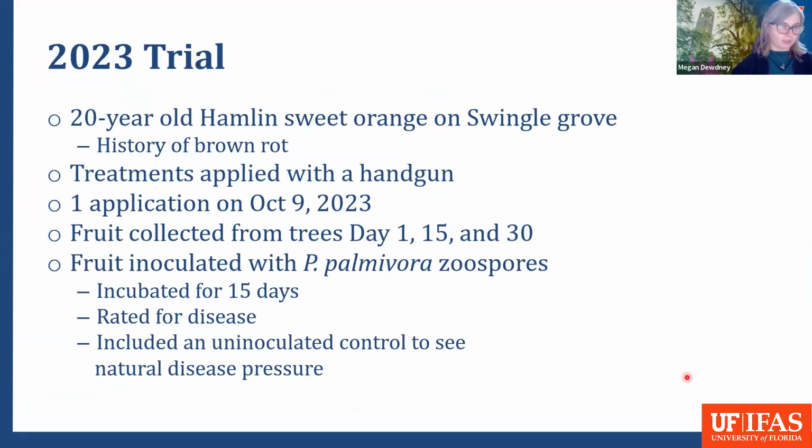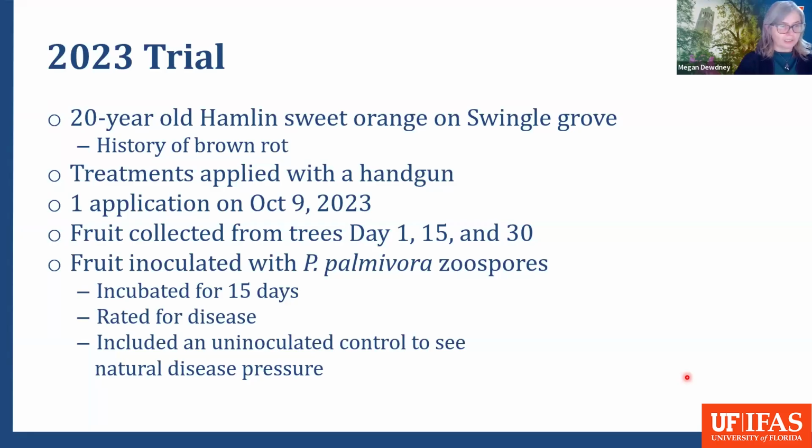So we did a trial in 2023 looking at brown rot. This was in a 20-year-old Hamlin sweet orange grove on Swingle. It had a history of brown rot. This was actually somewhere near Berea in Polk County. The treatments were applied with a handgun.